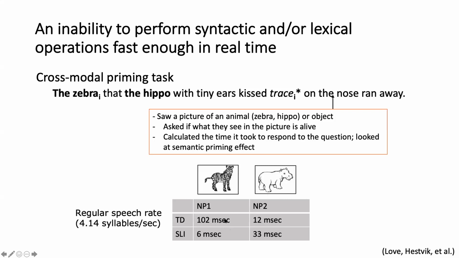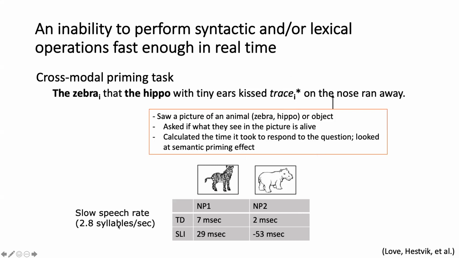So these numbers are compared to how much faster they responded to one of these pictures compared to the control picture, like a cup or something. So they were faster at hippo than they were at cup, and they were even faster at zebra than they were at cup. Now, children with SLI were not that much faster when they saw the picture of a zebra. And they were a little bit faster, weirdly, when they saw the hippo. So here again, they should be activating the zebra, but this suggests that maybe they're keeping the hippo in mind. So they're putting the wrong noun phrase there.